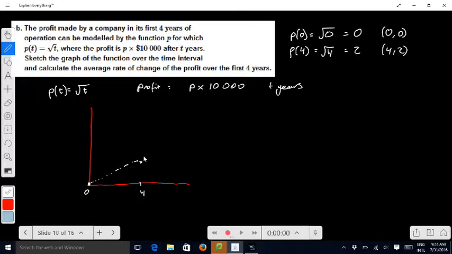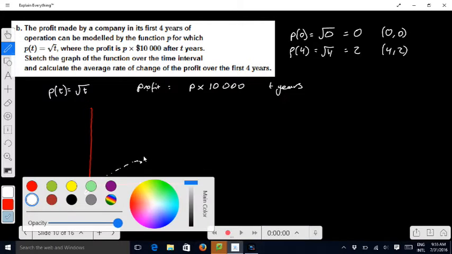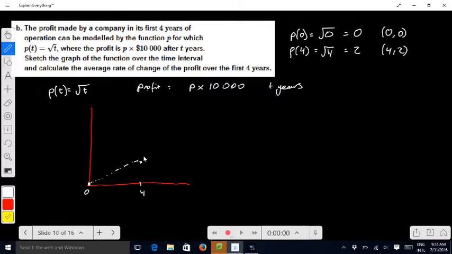So calculate the average rate of change of the profit over the first 4 years. If we have a look at the actual function P of t, it's a square root function, and if you remember back to first semester, a square root function looks like that. So that's the actual function, that's our average rate of change over the time interval.